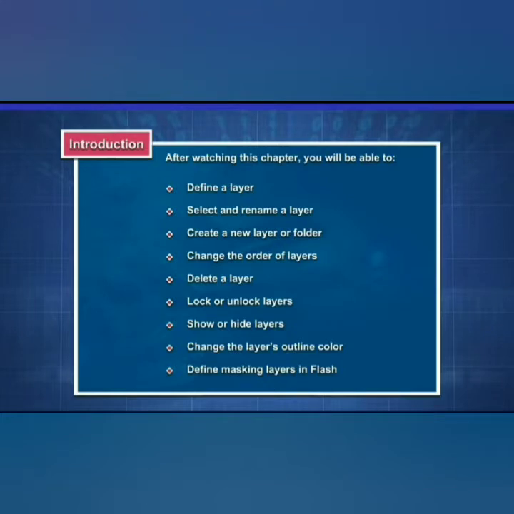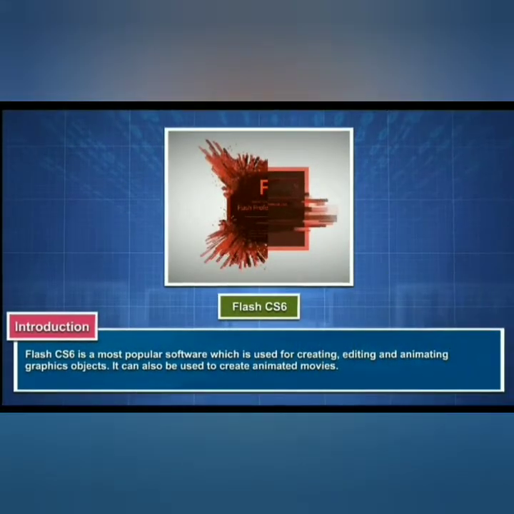After watching this chapter, you will be able to define a layer, select and rename a layer, create a new layer or folder, change the order of layers, delete a layer, lock or unlock layers, show or hide layers, change the layer's outline color, and last is define masking layers in Flash. These are all the things we will learn in this chapter.